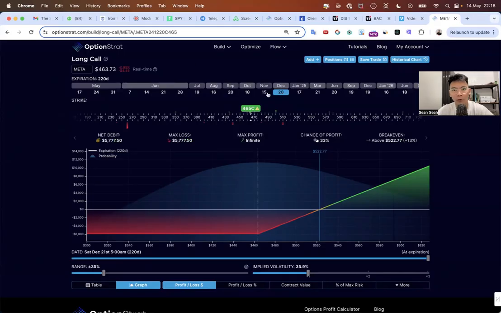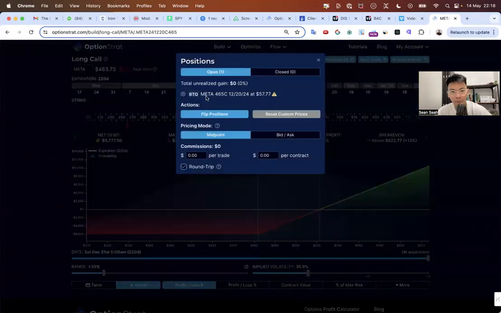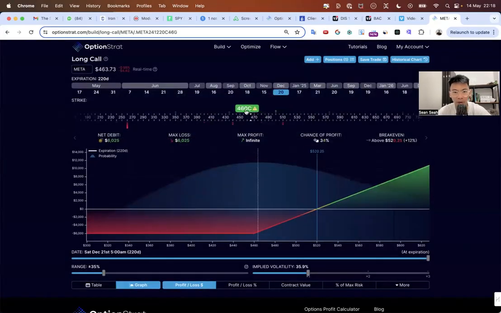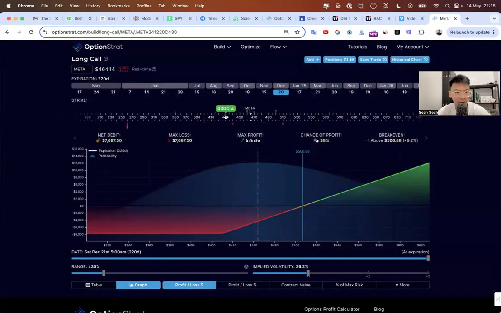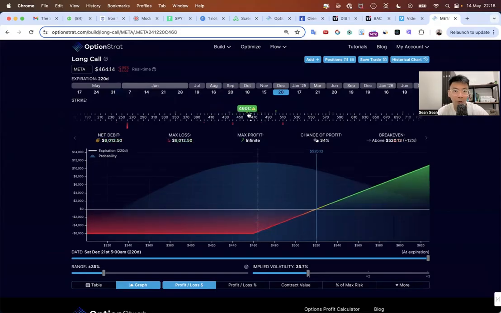Let me look at the position again. I buy Meta 465. What is 465? 465 is the strike price. Can you choose a strike price? You can choose a strike price as well. You can drag the strike price. Remember, the one that I bought is 430, but right now the Meta price is 464. I can buy a 460 call, for example. A 460 call means that I lock in the share price at 460. I can buy the shares at 460.